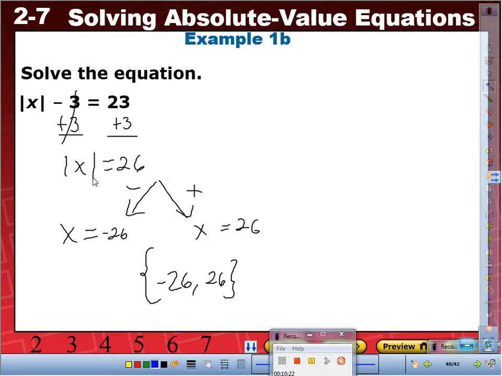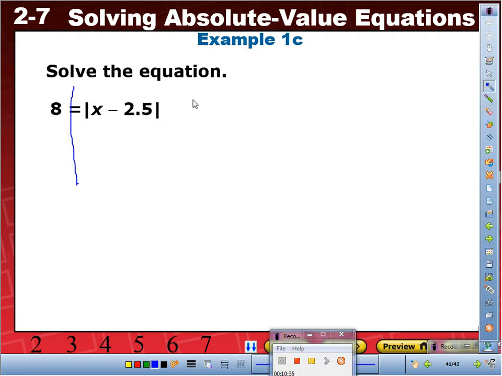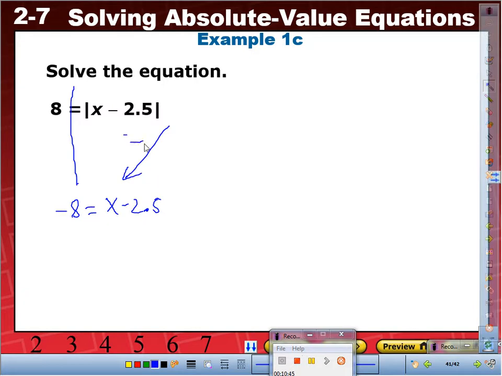Once we have it like this, what do we do? We write this one negative, one positive, and we rewrite whatever's inside of the absolute value for each. Does everybody see that? So therefore, look at this one. This one becomes a what? Negative 8. And what's inside the absolute value? X minus 2.5.